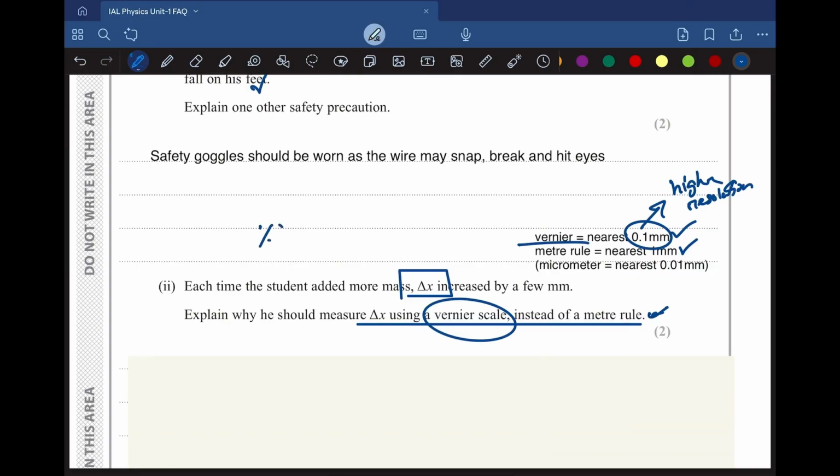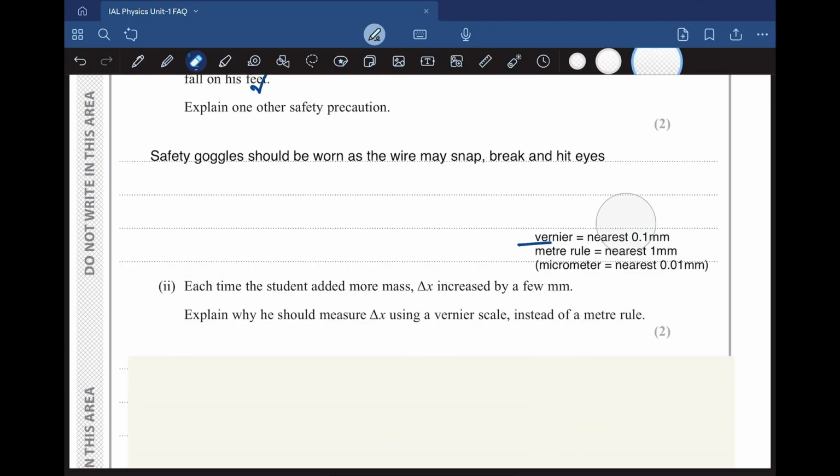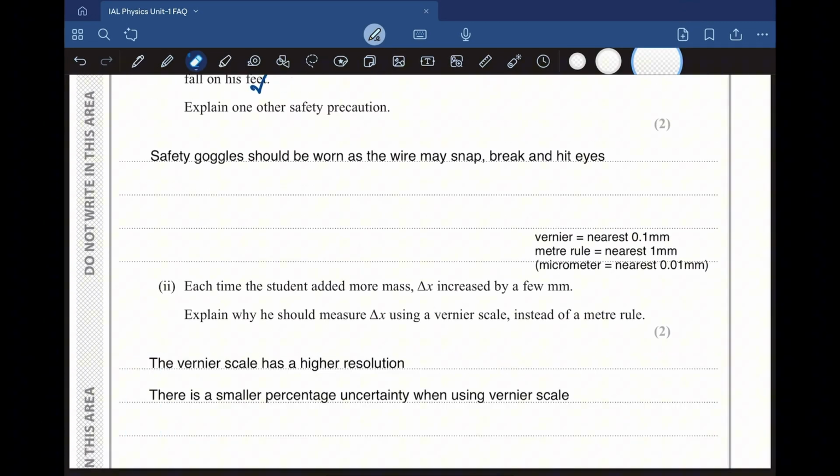So we know the formula: percentage uncertainty is equal to uncertainty divided by average measured value. Now as its resolution is smaller, we can say its uncertainty will be smaller as well. As its uncertainty is smaller, we can say its percentage uncertainty is going to be smaller as well. So that's why we will always choose a vernier scale over a meter rule in order to carry out our measurements. So this is the main reason that I have explained in detail.